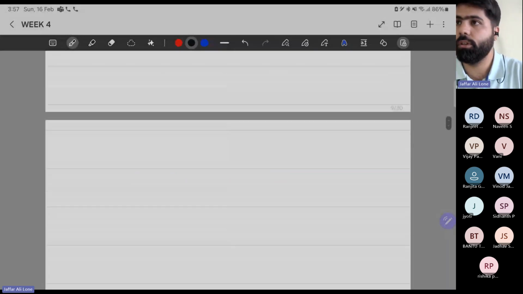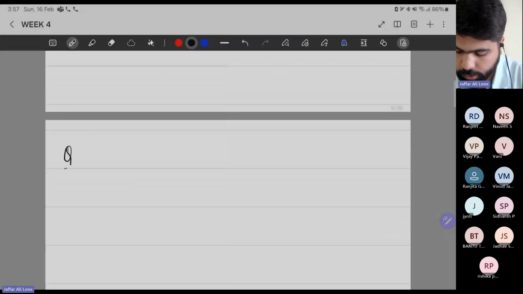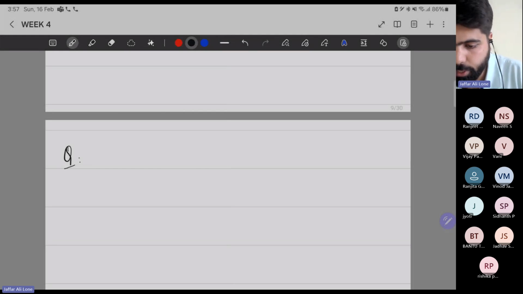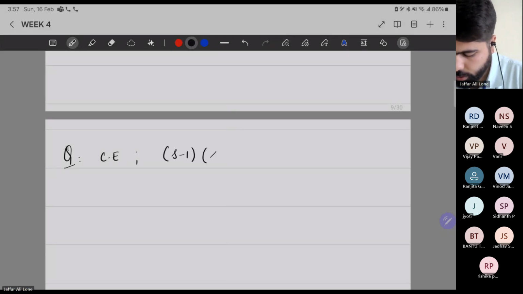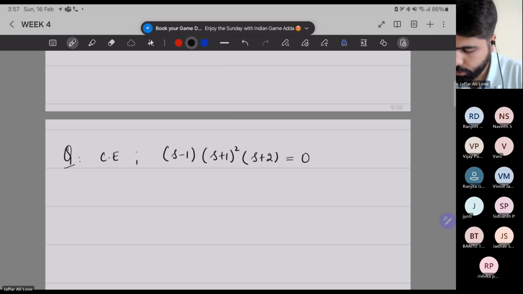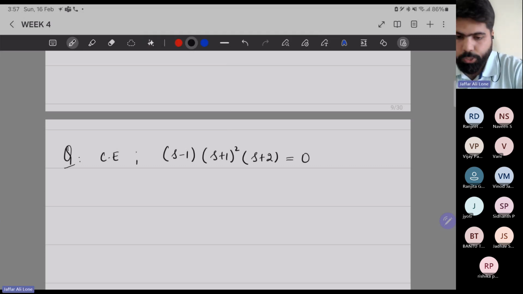Now, can you solve this question? The question is, determine the stability of a system having the following characteristic equation: S minus 1 into S plus 1 whole square into S plus 2 is equal to 0. Can you tell me whether the system is stable or not? This is the characteristic equation, and you have to check whether the system is stable or not.